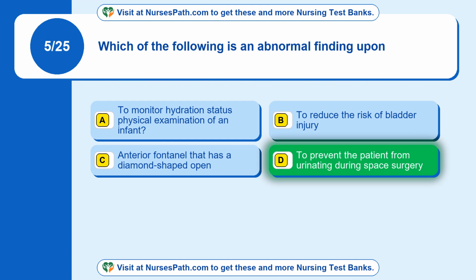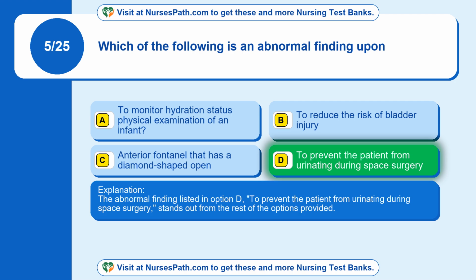The correct answer is option D. To prevent the patient from urinating during surgery. The abnormal finding listed in option D stands out from the rest of the options provided.